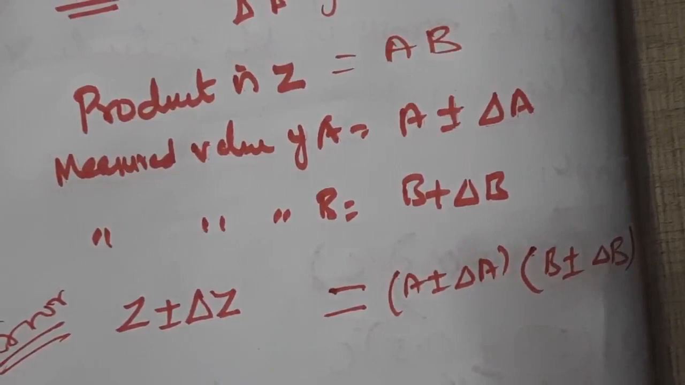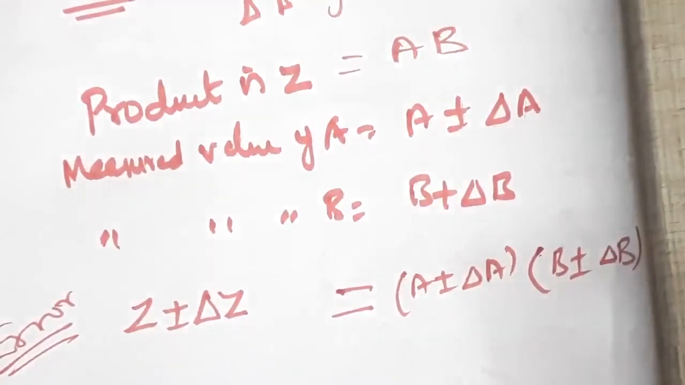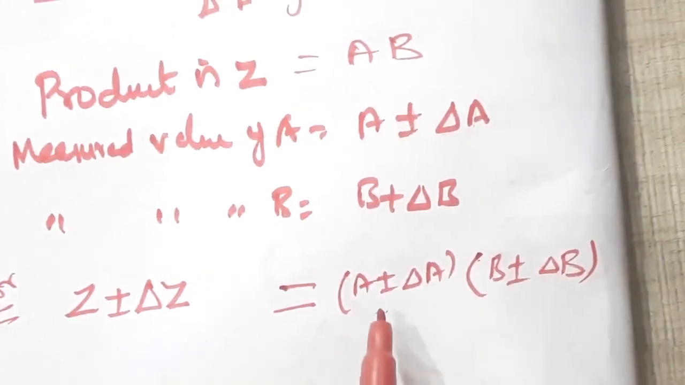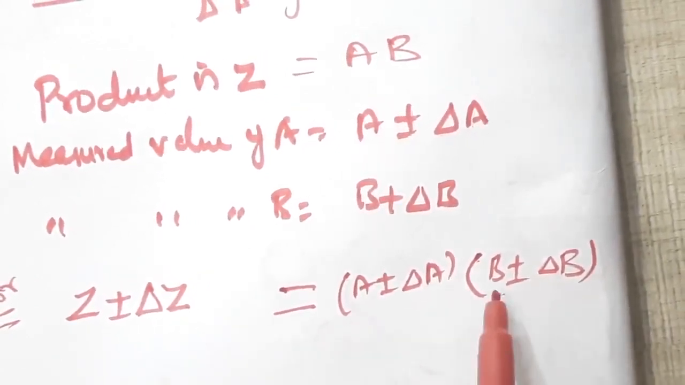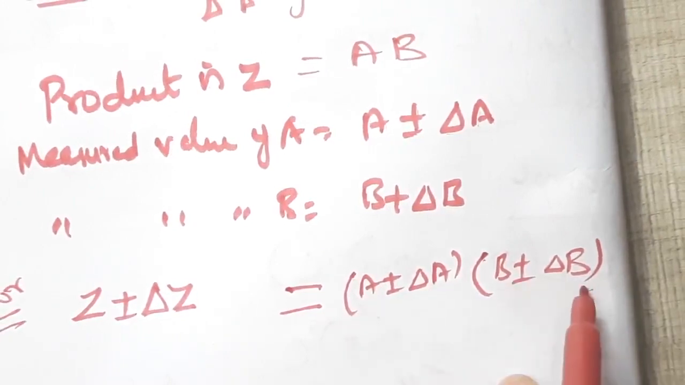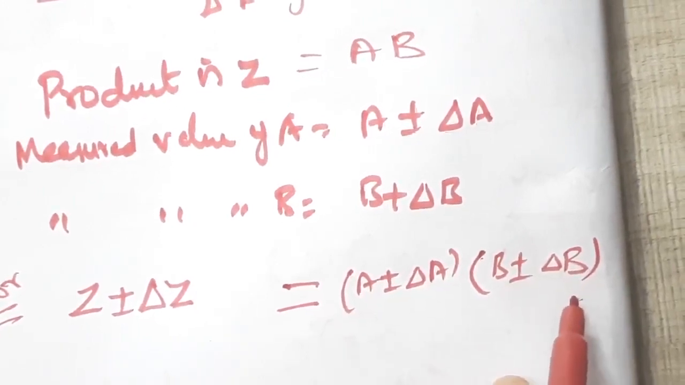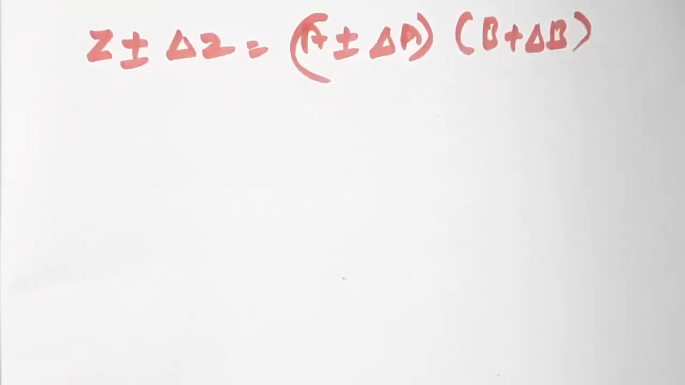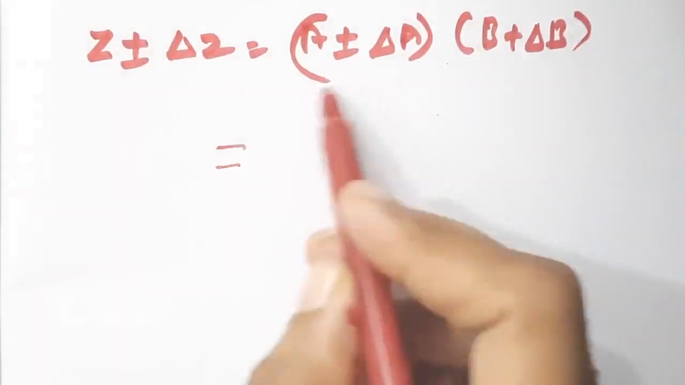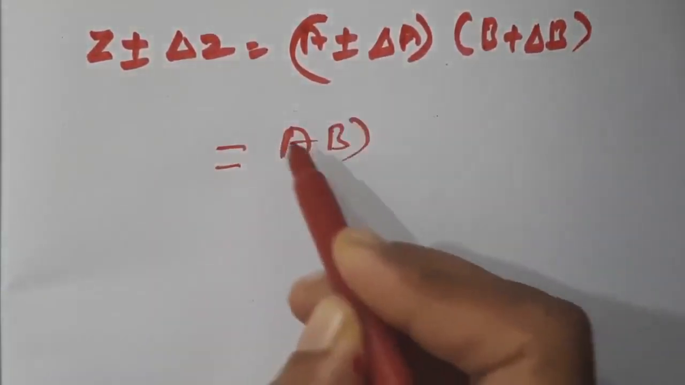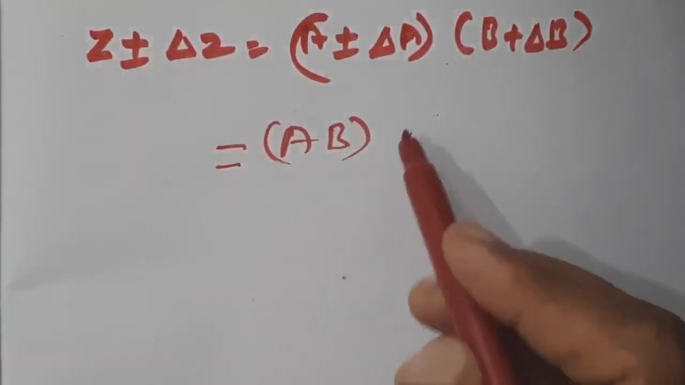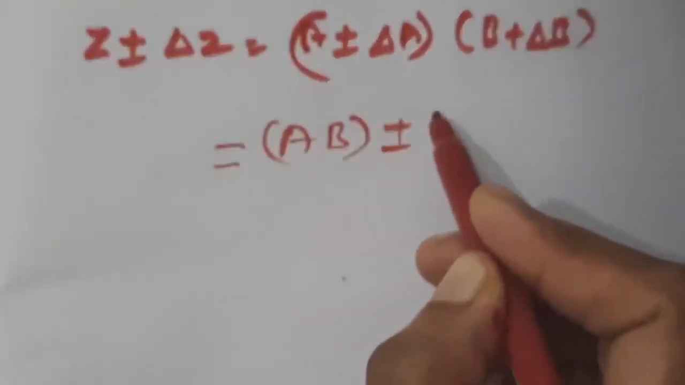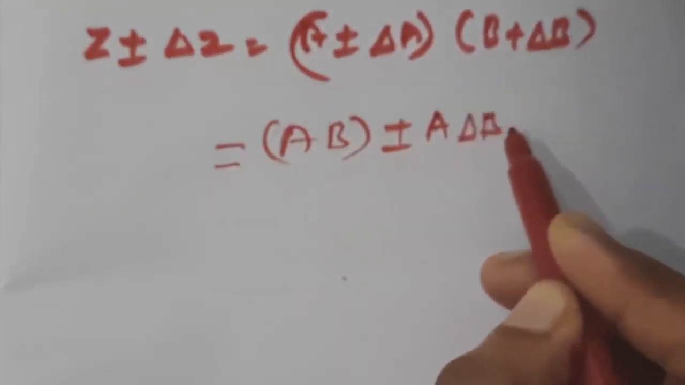So how can we simplify this? This is the multiplication. So we have to multiply this quantity with these two as well as this quantity with these two. Am I right? So we can write AB, A into B. Then plus or minus A delta B.